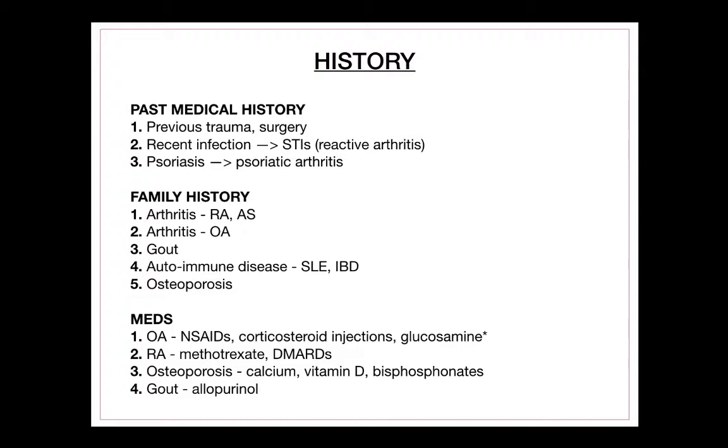So for osteo, they might be on NSAIDs. They might have steroid injections and glucosamine. Glucosamine doesn't have a great lot of evidence for it. It's just a supplement you can get over the counter, but they might be on that. Rheumatoid, methotrexate, or your DMARDs, so your disease-modifying anti-rheumatic drugs. Osteoporosis, your calcium and vitamin D supplements and bisphosphonates, and gout, they might be on allopurinol for prevention.